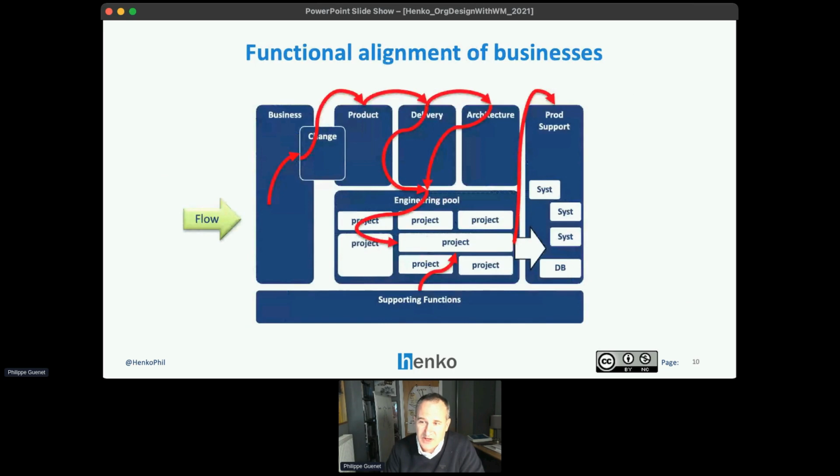And when you look into that, and that's not too dissimilar to what Steve was talking about earlier, you're trying to get some work to flow, some value to flow through the business. Sometimes you have a change function, a product function, delivery, architecture. They all take an engineering pool with projects to deliver stuff, and then it lands somewhere into support, and that's a very cumbersome way of trying to realize value.